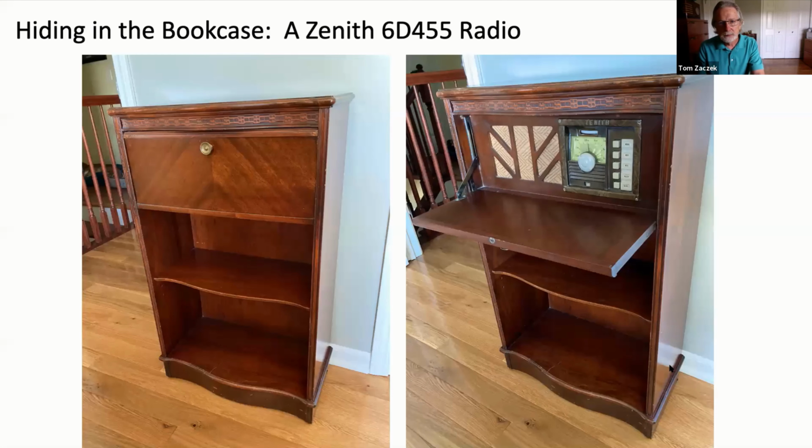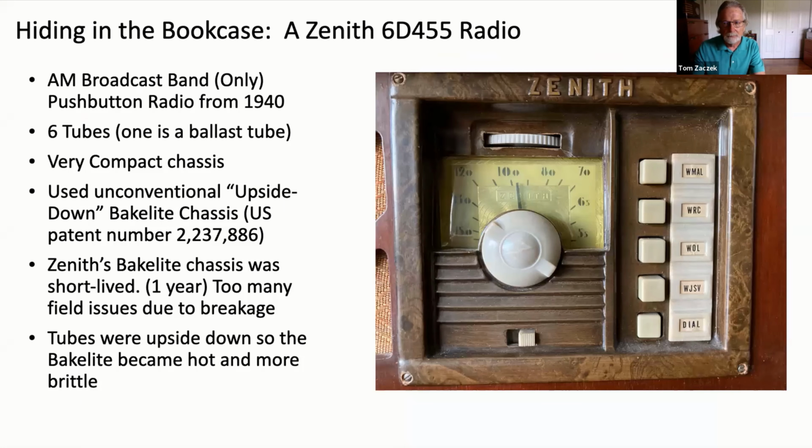The model number of this is the 6D455, and I restored this and got it working. It's from 1940. It's the only year they made this chassis because it was pretty much not a good thing to have out in the field because it broke. It's got 6 tubes, one of them a ballast tube, and it's very, very compact. Again, it ties into Art's presentation because he had one of these radios on his shelf. The Bakelite chassis was just too brittle, and the fact that it was upside down meant that the chassis was being heated by the tubes.